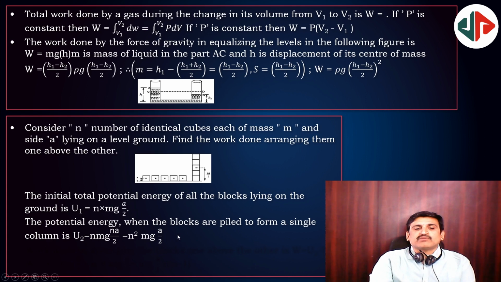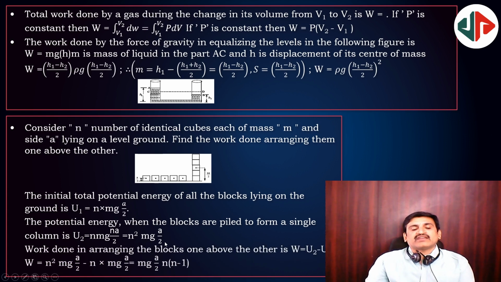Potential energy when the blocks are piled to form a single column will be n m g, total mass into gravity, into total height na by 2. So n square mg a by 2 will be the potential energy of the final system. So from the initial system and final system difference you will get the work done in arranging them against gravity. It's because you are showing positive. If you are showing positive, that is against the gravity. mga by 2 n into n minus 1, that is n into n minus 1 by 2 mga. Like that you can memorize.